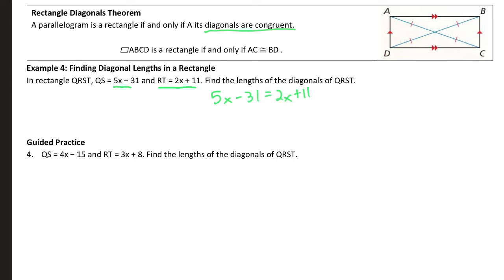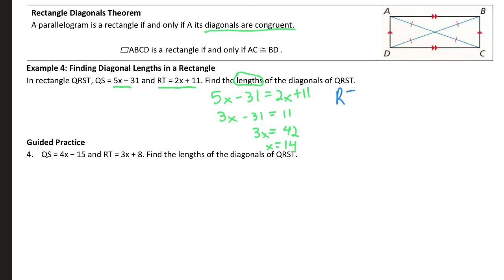So from what I just said, diagonals are congruent, so these expressions are equivalent. So to solve this, this would become 3x minus 31 equals 11, because I subtracted 2x from both sides. 3x equals 42, because I added 31 to both sides. And then x is 14. Okay, so x is 14. And I said to find the lengths. I didn't say to just find x, find the lengths. So I would substitute this into one of my diagonals. Since they're equivalent, it doesn't matter which one I substitute into.